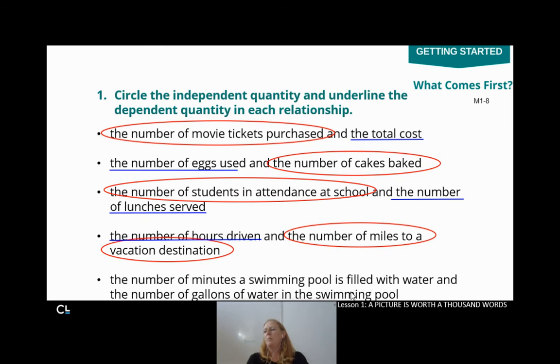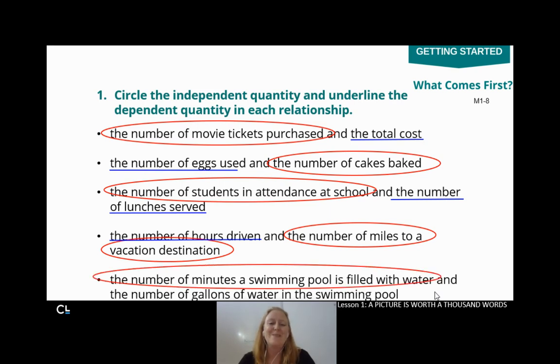Number of minutes a swimming pool is filled with water and the number of gallons of water in the swimming pool. Well, I need to know how long that hose has been sitting in the pool first, right? So the number of minutes a swimming pool is filled with water, that's my independent quantity. And then, of course, the number of gallons of water in the swimming pool is my dependent quantity because it depends on how long the hose has been filling up that swimming pool.